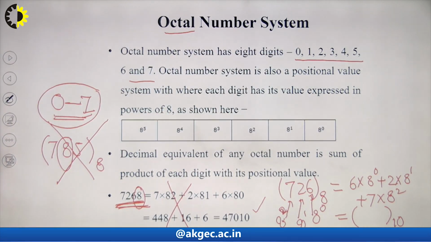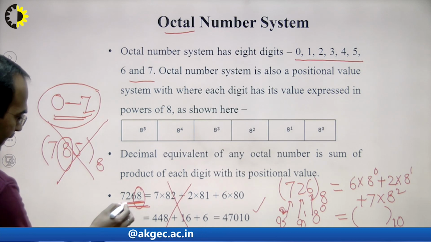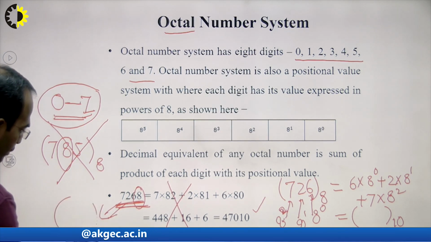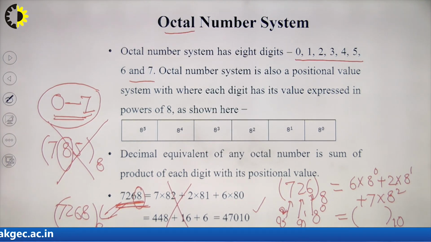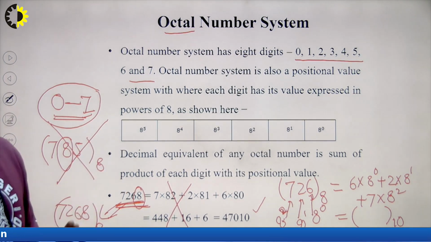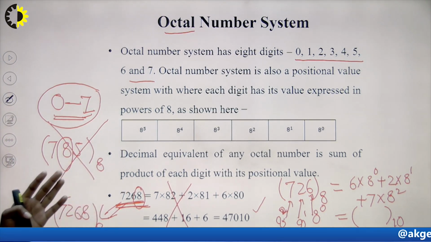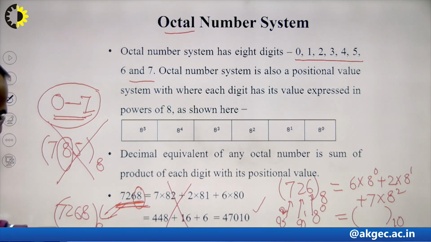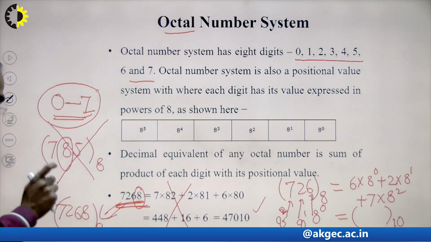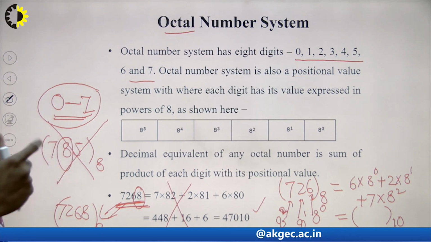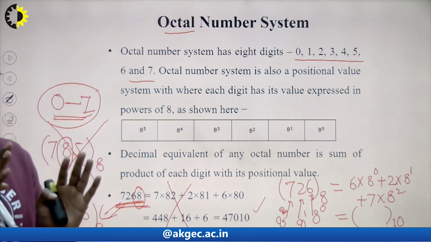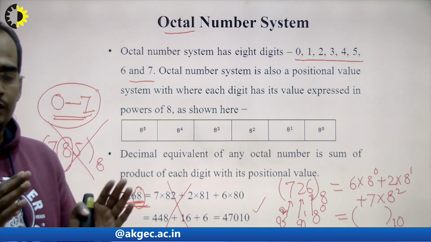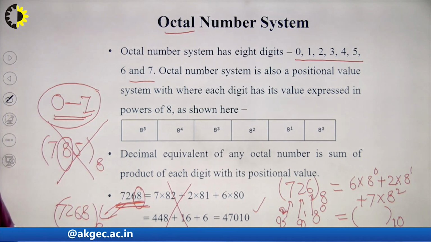7268 is true only for a higher base. If I take 7268 as base 9, then this system can be true. For a base 9 system, the digits should vary from 0 to n minus 1, which means the digits of the number used for base 9 should vary from 0 to 8. So this can be a base 9 system.